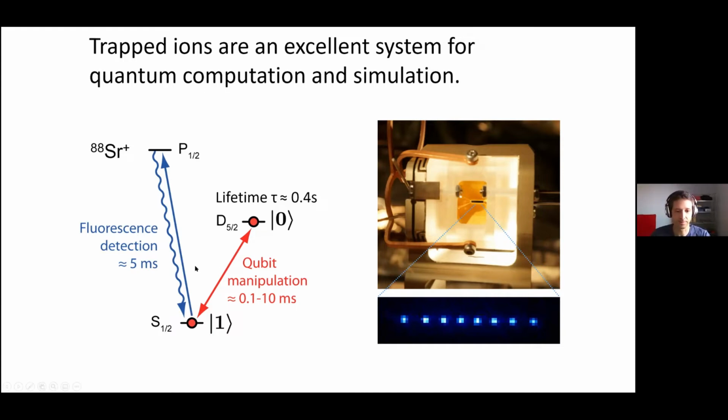If we want to detect the quantum state of this qubit, we shine in a laser at 422 nanometers, exciting it to the P1/2 excited state. From there, it decays fast back and scatters a lot of photons. By fluorescence detection, we can now detect the S1/2 ground state. If the ion fluoresces, it's in the S1/2 ground state. If it is in the D5/2 metastable state, it doesn't see that laser and doesn't scatter photons. So by distinguishing whether the ion has fluorescence or not, we can distinguish the two qubit states.